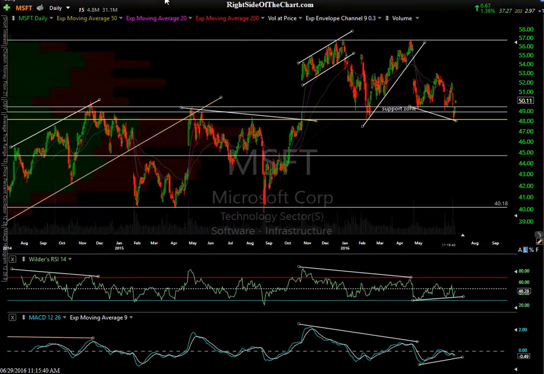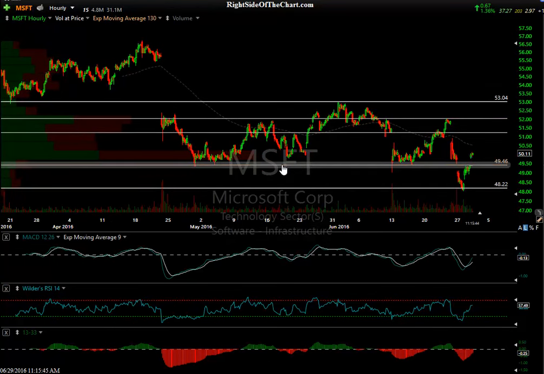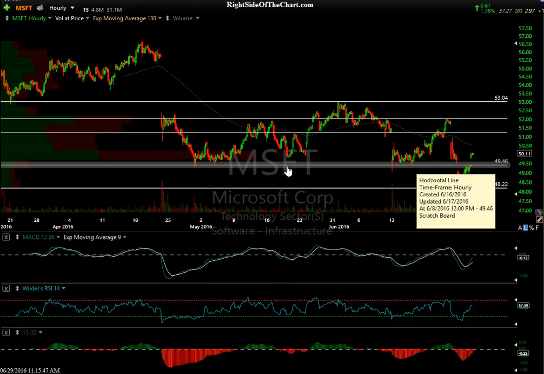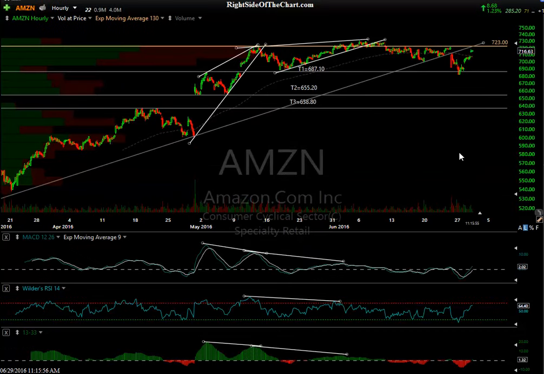We skipped the 60-minute chart. Let me see if there's anything there. Yeah, this was a pretty key support level. Broke down, we bounced, and we're above it now, so that's somewhat bullish. Trend indicators are still bearish. Again, I don't have any desire to mess with Microsoft right now.